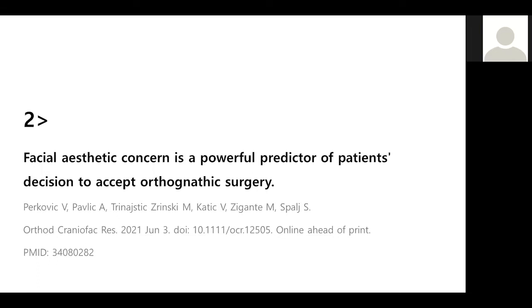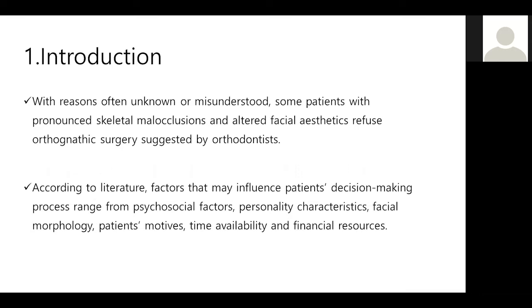The second literature is about how facial aesthetic concern is a powerful predictor of patients' decision to accept orthodontic surgery. With reasons often unknown or misunderstood, some patients with pronounced skeletal malocclusions and altered facial aesthetics refuse orthodontic surgery suggested by orthodontists. Orthodontists suggest orthodontic surgery based on the severity of the skeletal malocclusion. There are no clear indicators for choosing orthodontic surgery over camouflage treatment.